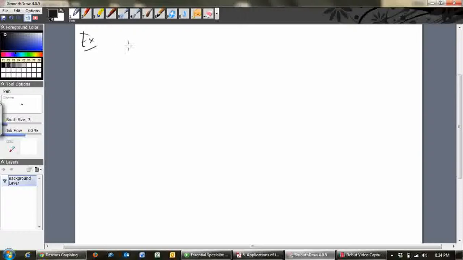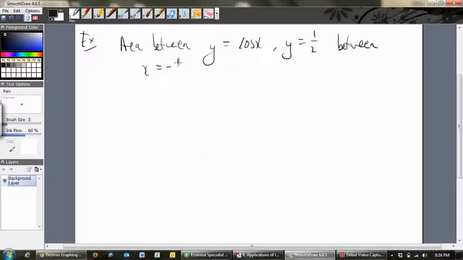So let's have a look. Let's have the area between y equals cos x and y equals half, between x equals negative pi on 3 and x equals 5 pi on 3. Let's have a look at that.